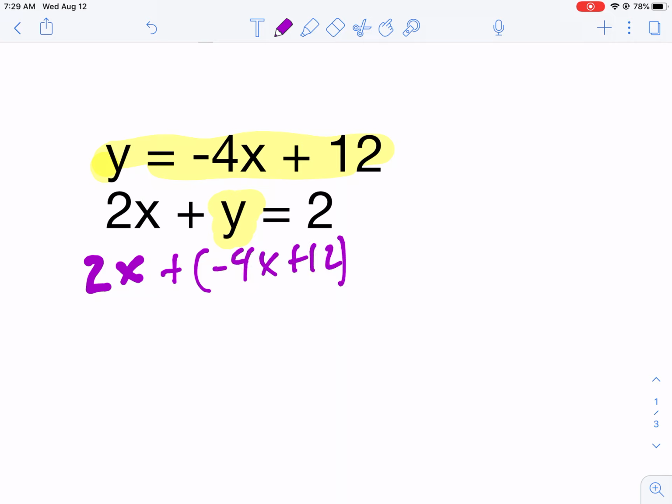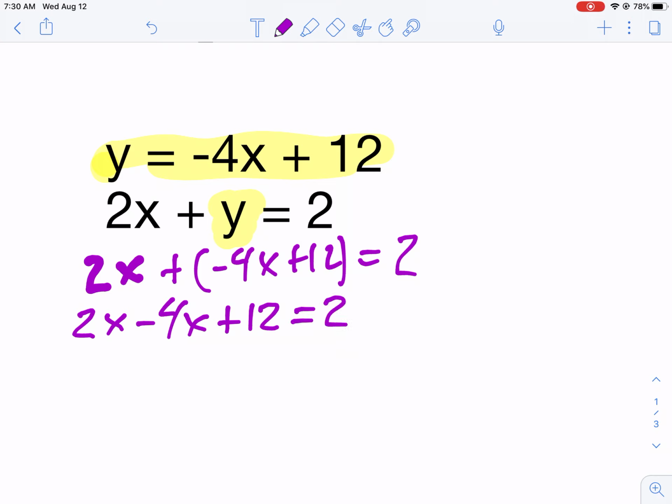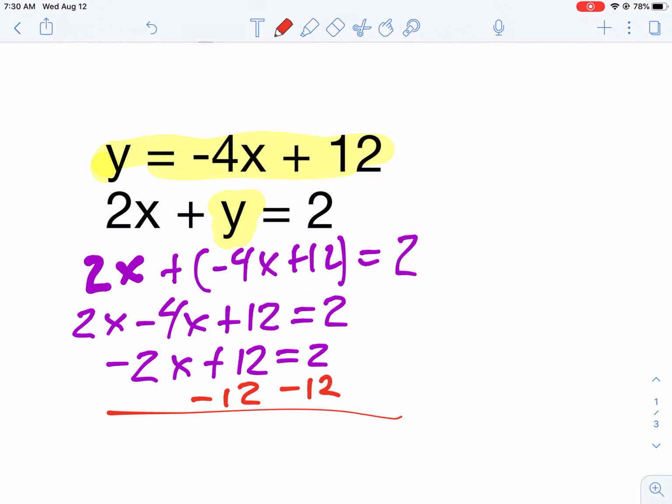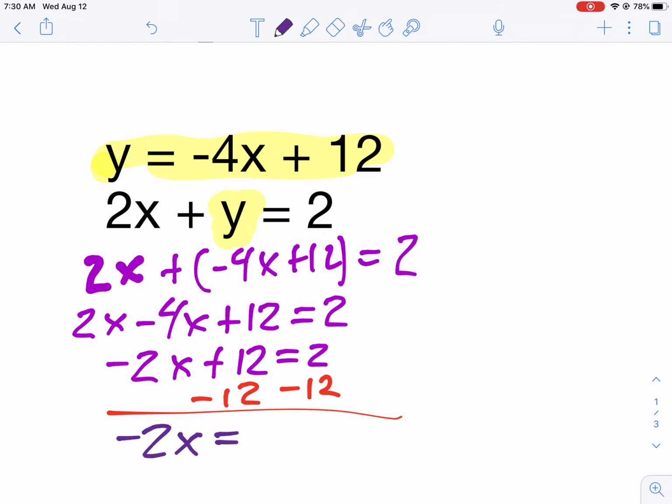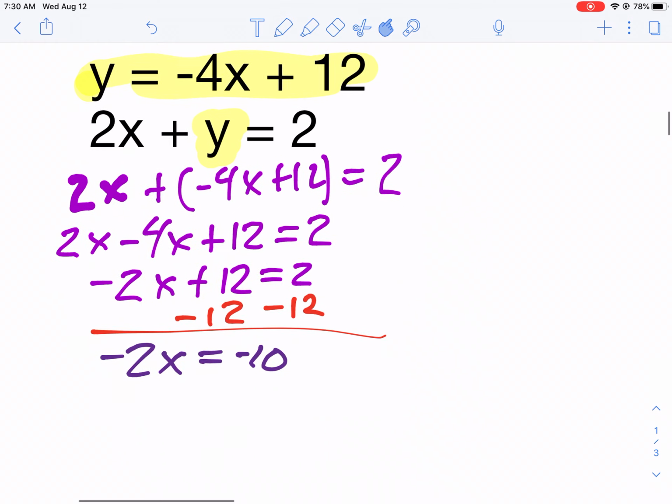Now I put these parentheses in here just because I want you to use parentheses when you substitute. But notice they have no meaning. We don't have to do any distributing. So I'm just going to rewrite that as 2x minus 4x plus 12 equals 2. Now let's solve for x. 2x minus 4x is negative 2x plus 12 equals 2. Let's subtract 12 from both sides because we're solving for x. So then we get negative 2x equals negative 10. We'll divide both sides by negative 2.